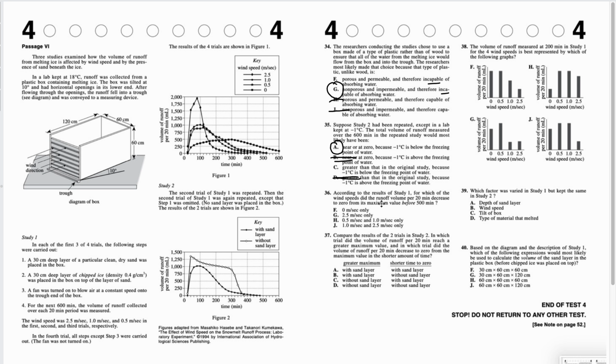Question 36. According to the results of study 1, so I'm coming over to study 1 to the results. For which of the wind speeds did the runoff volume per 20 minutes decrease to zero from its maximum volume before 500 minutes? So coming over to study 1, the results here, we have the time, we have 500 minutes here. So we want to know which ones decreased to zero before this spot. So it is going to be the little diamond.